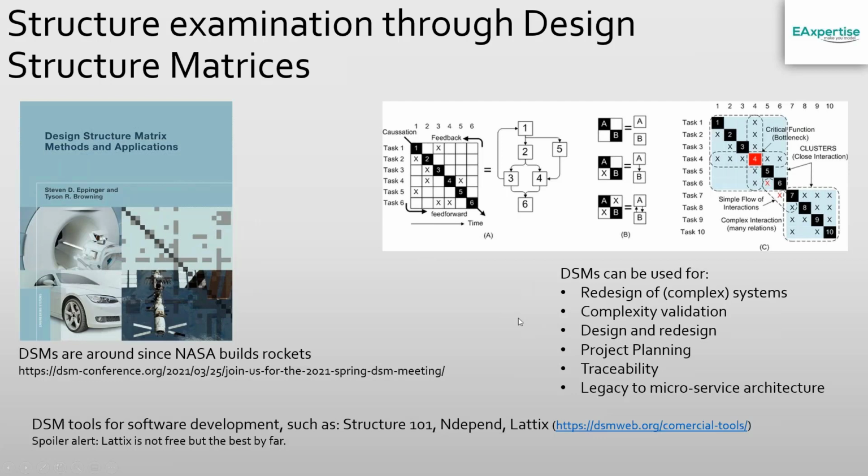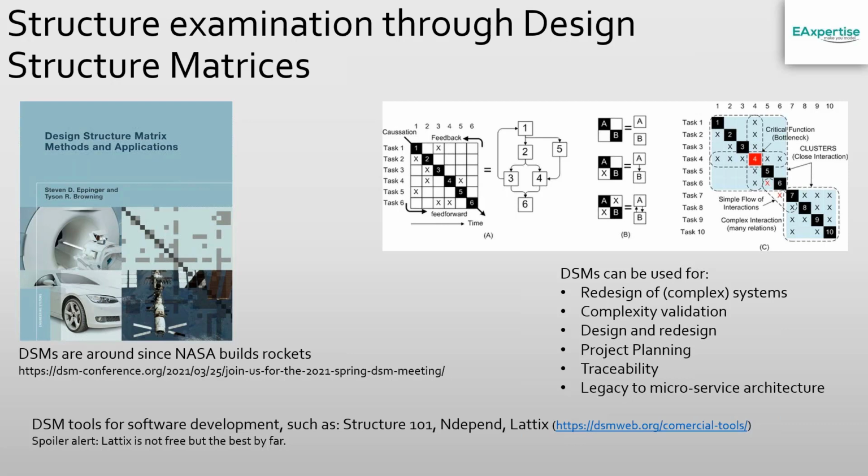Maybe you've never heard of design structure matrices. They are around quite some time. The methodology of the first DSMs was defined by Steward Eppinger and Tyson Browning in the 1970s. And the method was used to create and design complex systems. The interesting thing about DSMs is that in itself, DSMs are not complex. Creating a DSM is not complex.